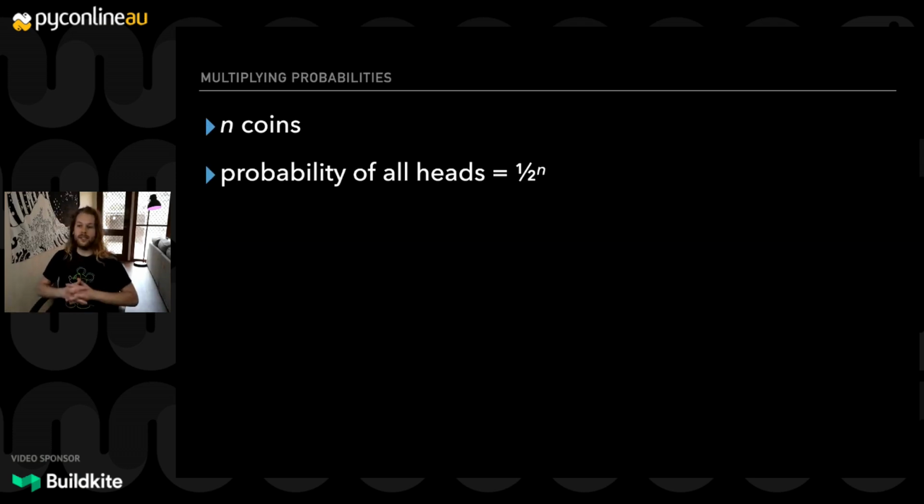But I want to talk about applications to data science. So one thing that we do a lot in data science is deal with probabilities. So think of, for example, the problem of multiplying probabilities. We have n coins, and we want to find the probability that when we flip those n coins, we'll get n heads. So that's half to the power of n.